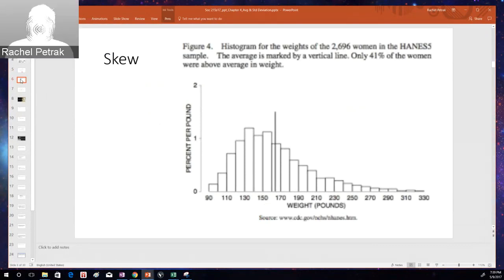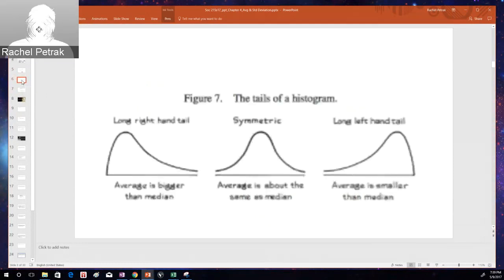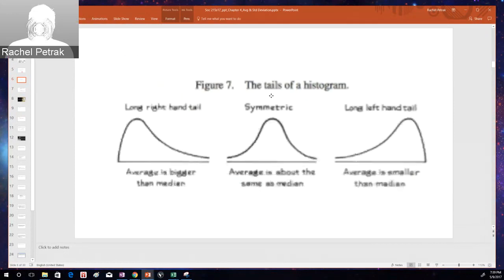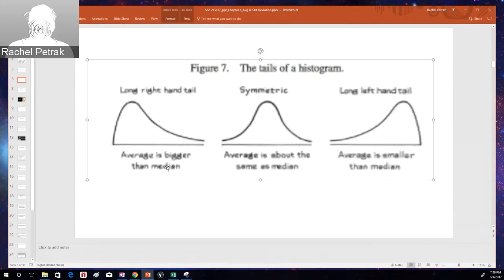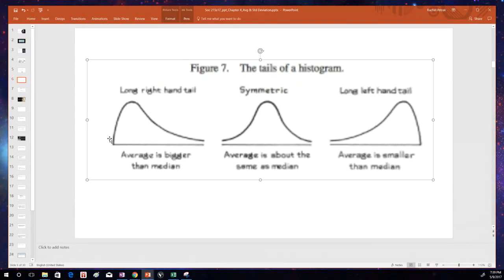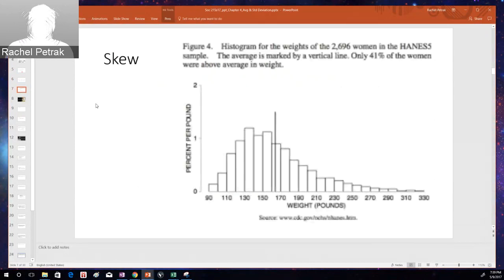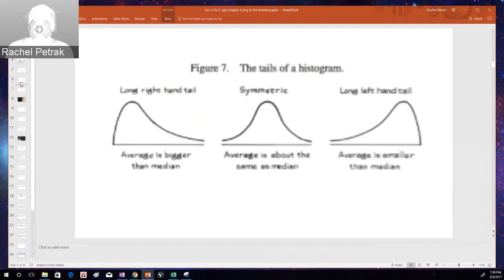Here we have a histogram for the weights of, before we look at the skew on this one, I actually want to look at this general overview of skew in the tails of a histogram. And so these are histograms where the curves have been smoothed. So a histogram where all of the bars are visualized separately would look like figure 4 here. But we often see them in practice smoothed like they are in this figure.